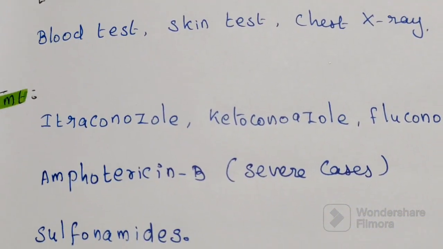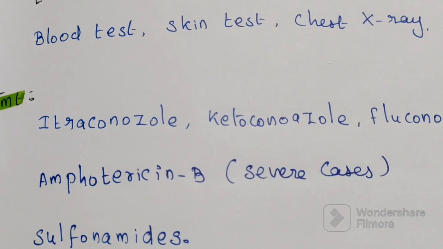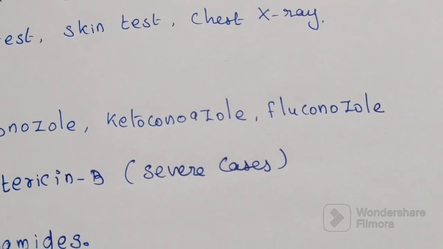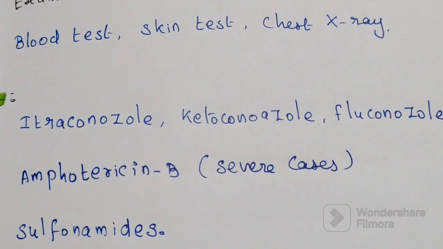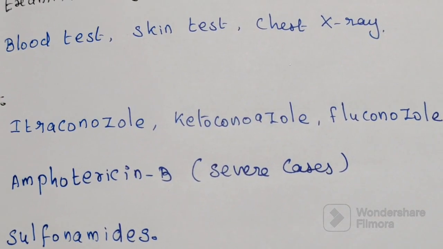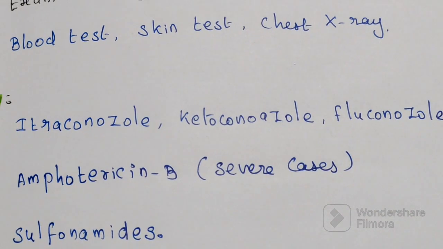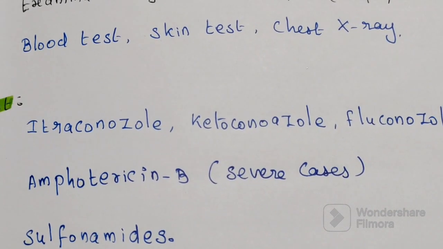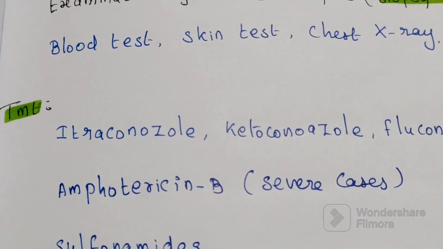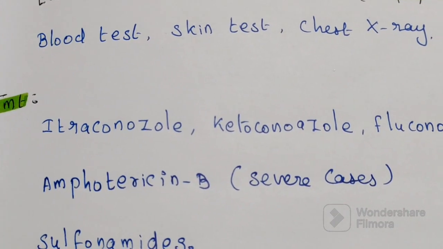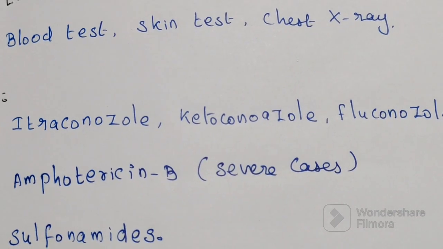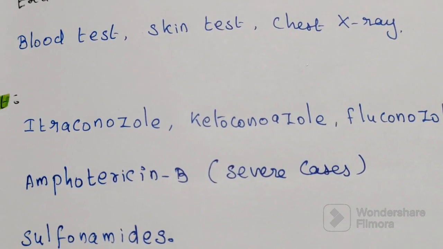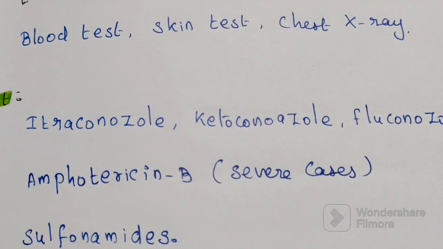Then for treatment we are using itraconazole, ketoconazole, fluconazole. Amphotericin B is used only in severe cases. Then sulfonamide. So the drugs are itraconazole, ketoconazole, fluconazole; in severe cases amphotericin B, then sulfonamide.